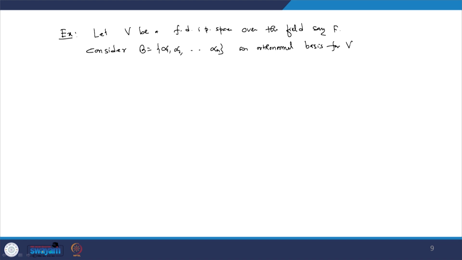So, I have taken B equal to an orthonormal basis for V. Okay, fine. Let alpha and beta belong to V, two elements.